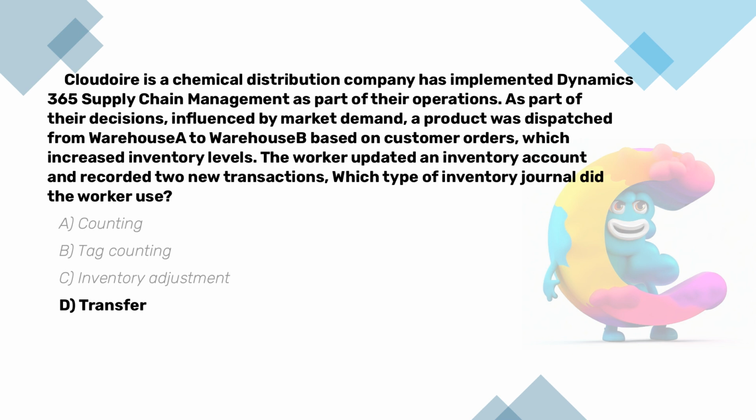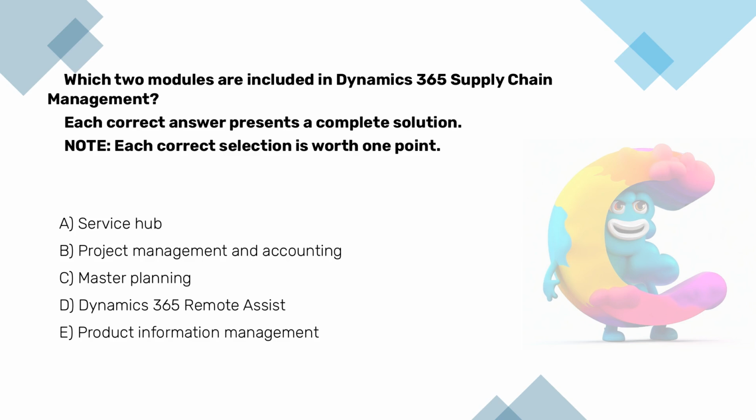What two modules are included in Dynamics 365 Supply Chain Management? Each module presents a complete solution, noting that each correct selection is worth 1 point. A. Service Hub. B. Project Management and Accounting. C. Master Planning. D. Dynamics 365 Remote Assist. E. Product Information Management.